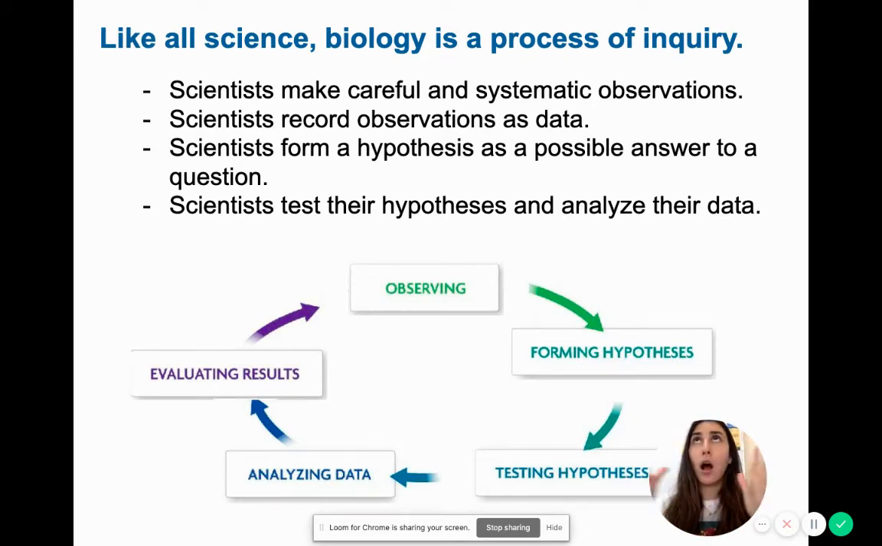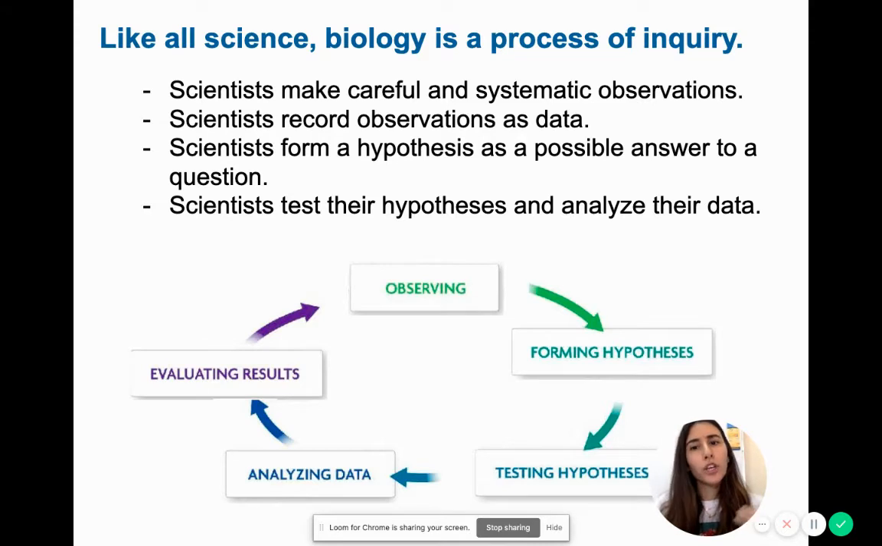So they observe something around them in the world, in the natural world around them, and then they start to record their observations, and any recorded piece of observation is known as data. Scientists then form a hypothesis as a possible answer to a scientific question that they might have come up with through their observations and through the collection of their data. And finally, the next step after formulating a hypothesis is basically conducting a scientific experiment.